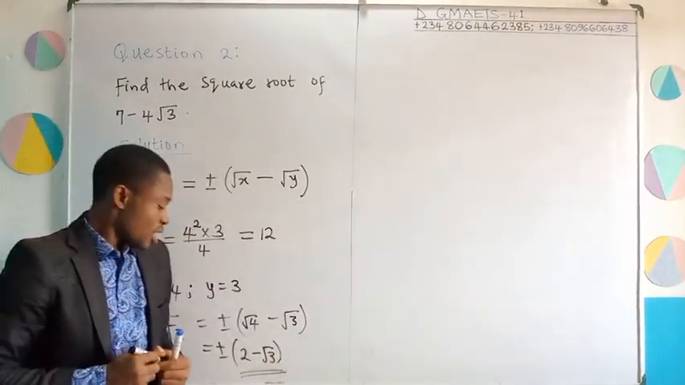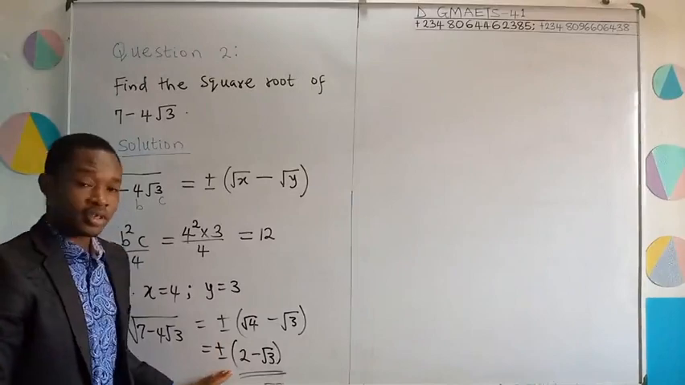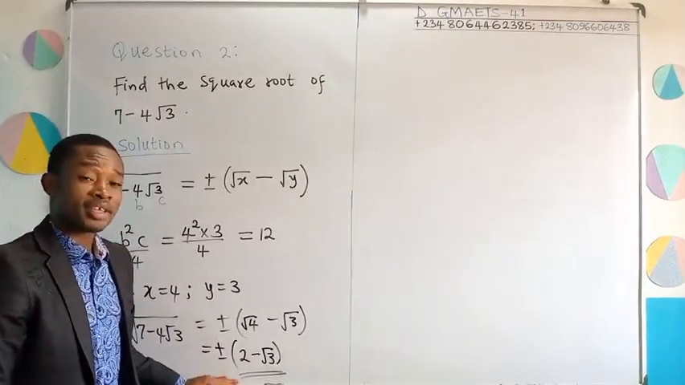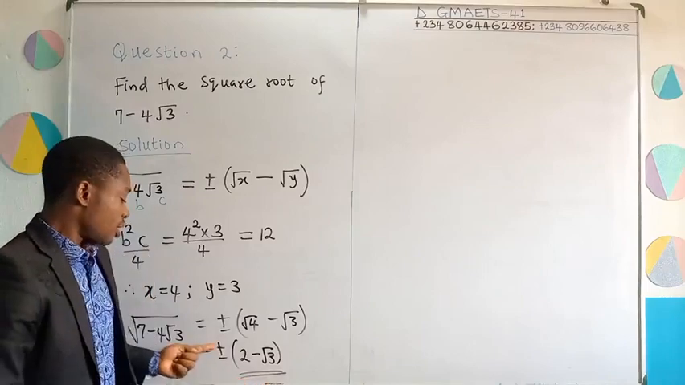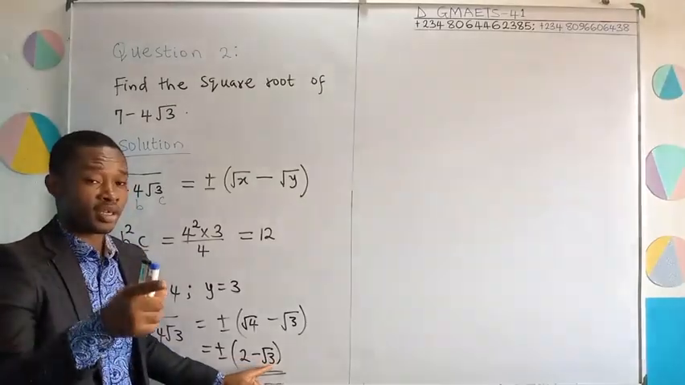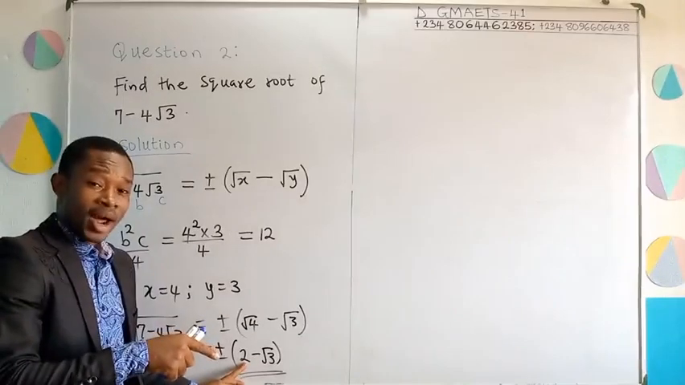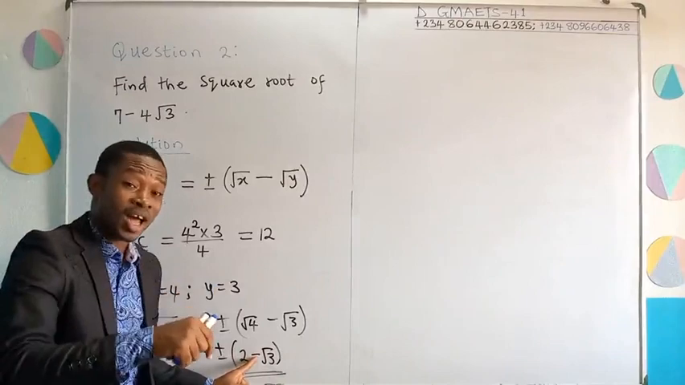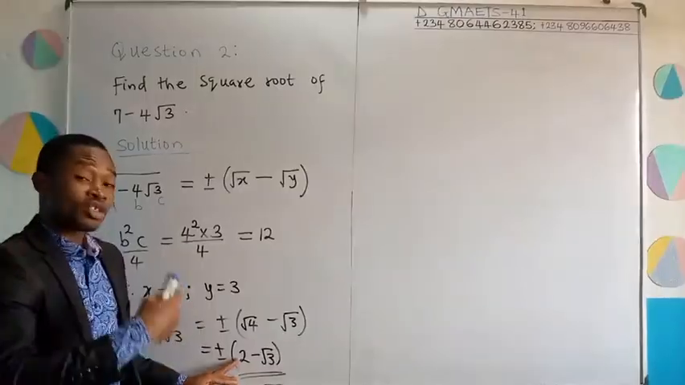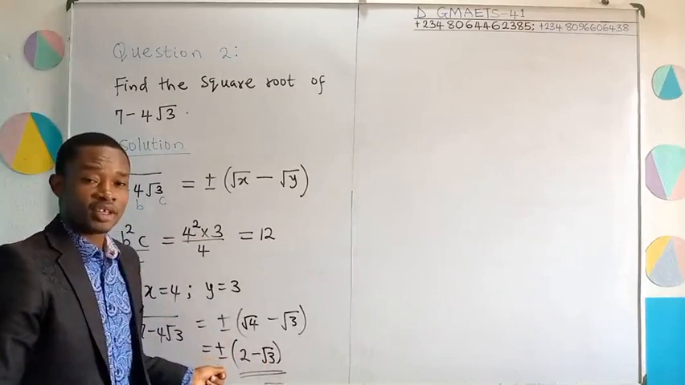Is that okay? Now, I want to say something quickly, please. You see that this is plus or minus. It simply tells us that there are 2 values here. One, which is plus 2 minus root 3, and the second, which is minus 2, and this minus will affect this one to change it to plus. So you're going to have minus 2 plus root 3. That is if you take the negative value.